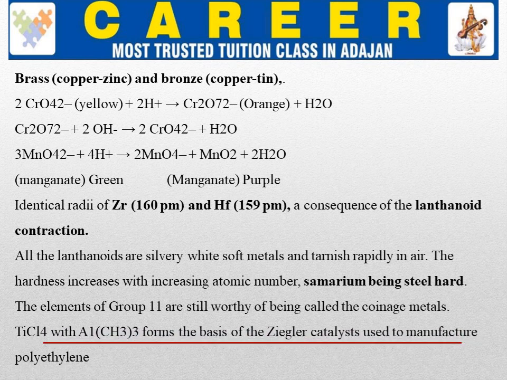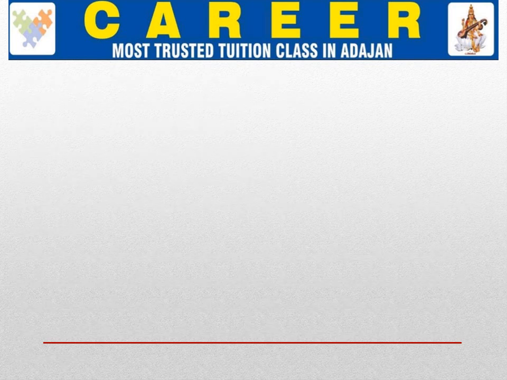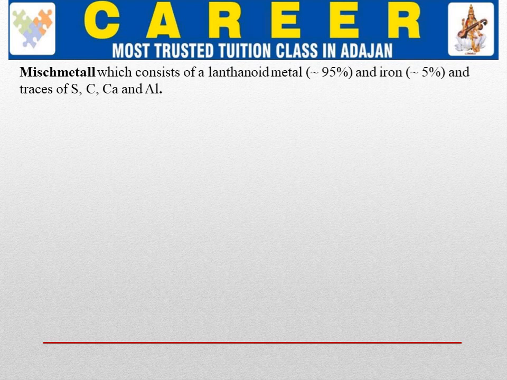Titanium chloride and trimethyl aluminum mixture is called Ziegler-Natta catalyst, used in the preparation of polythene. Misch metal consists of lanthanoid metals and iron: 95% lanthanoids and approximately 5% iron, with traces of sulfur, carbon, calcium and aluminum as impurities.